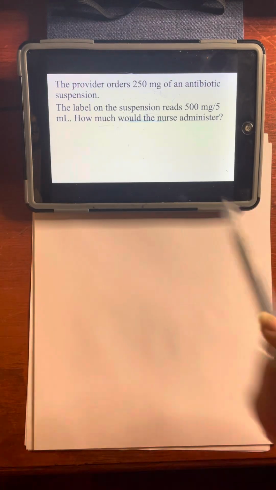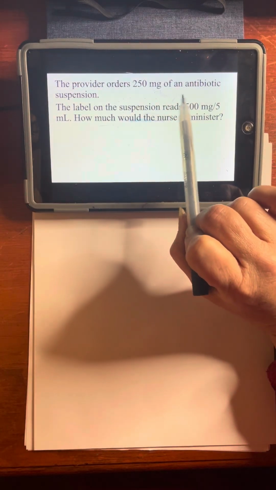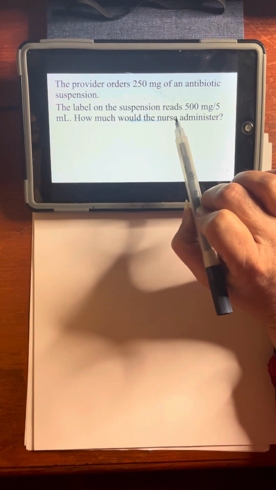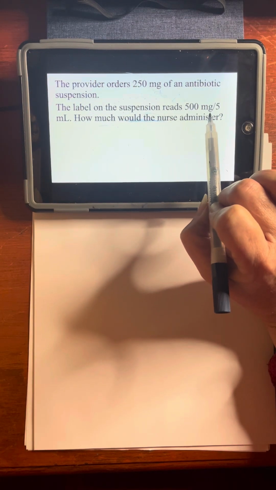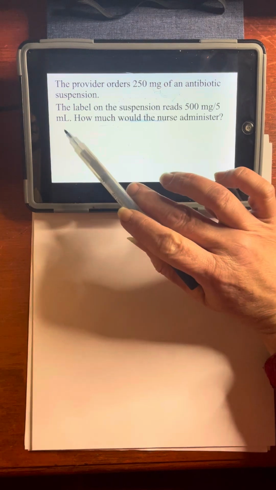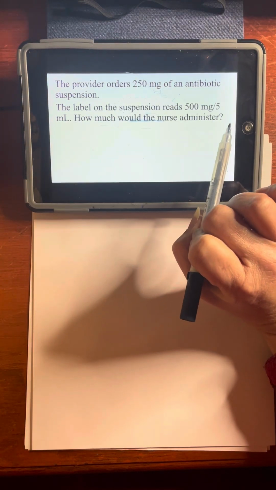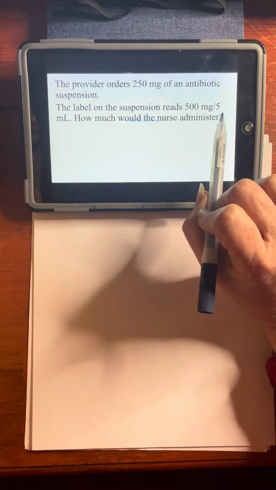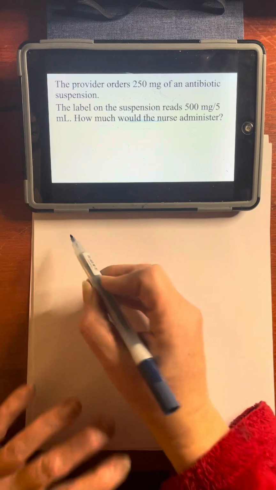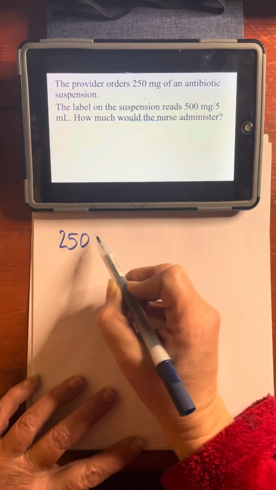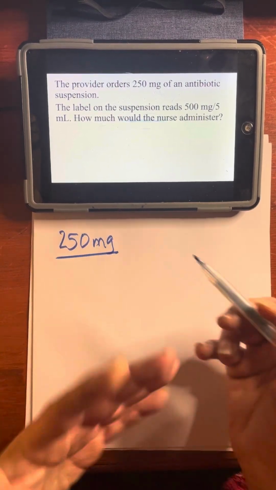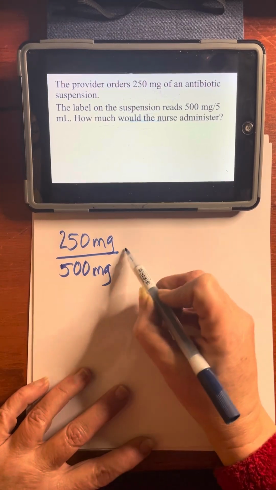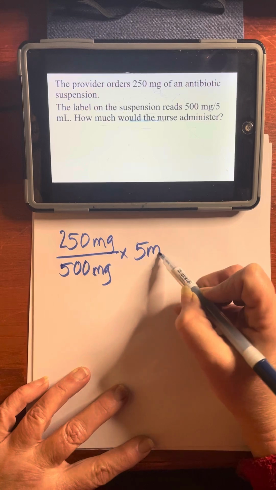So the physician orders 250 milligrams of antibiotic suspension. The label on the suspension reads 500 milligrams per 5 mLs. How much would the nurse give? So this is a dose order over dose on hand times how it comes. What is ordered is 250 milligrams. What I've got in my hand is 500 milligrams. And it comes in 5 milliliters.